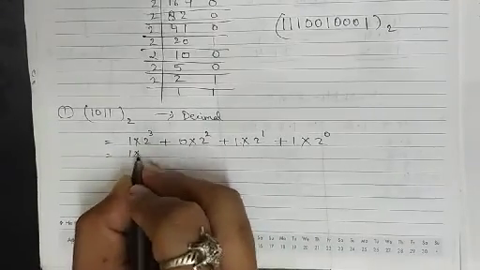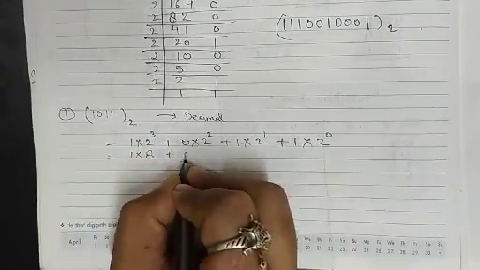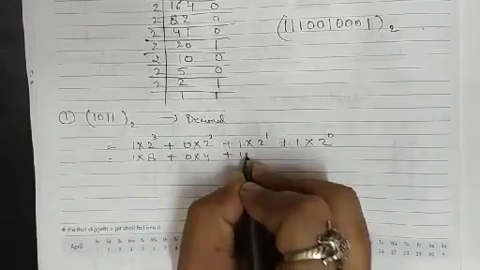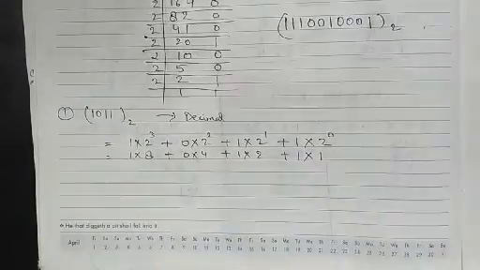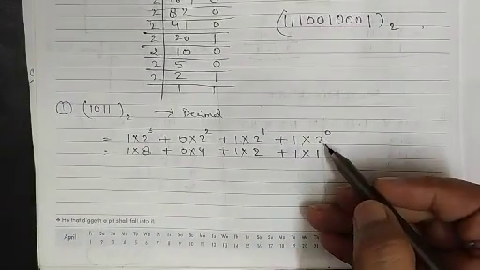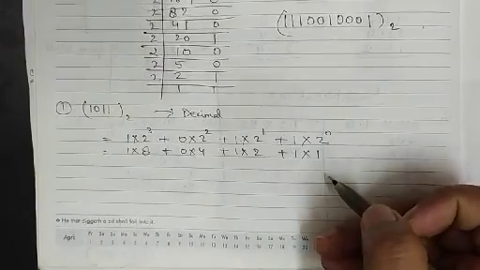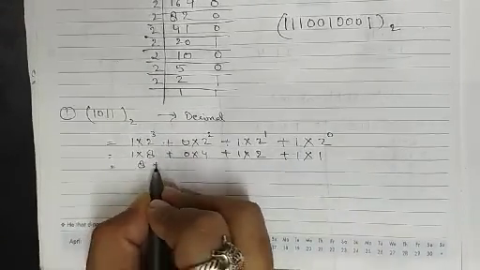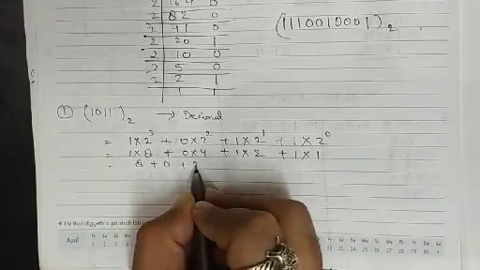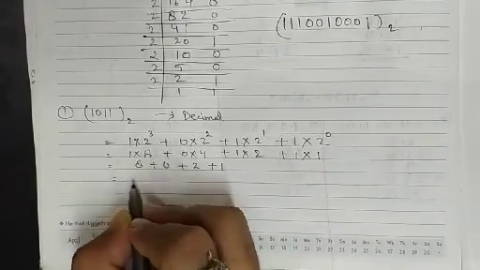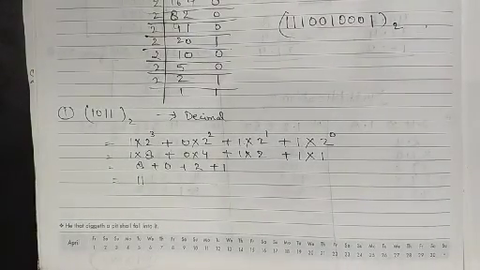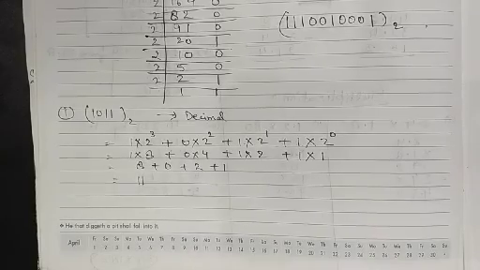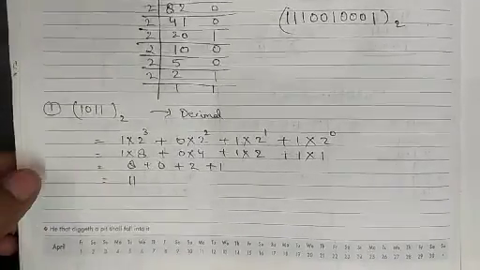Solve it. 1 into 2 to the power 3 is 8, 0 into 4, 1 into 2, plus 1 into 1. Because having 0 as a power, the answer will be 1. 8, 0, 2, 1. 11 is the answer. Clear? Now, just see the next one.